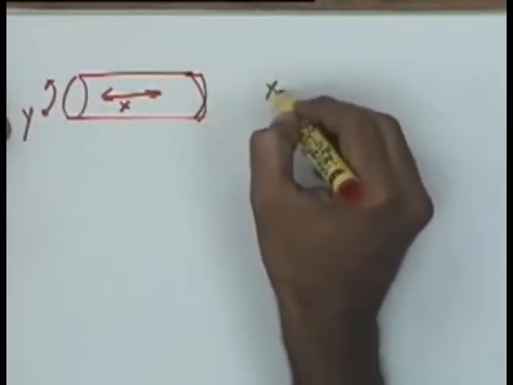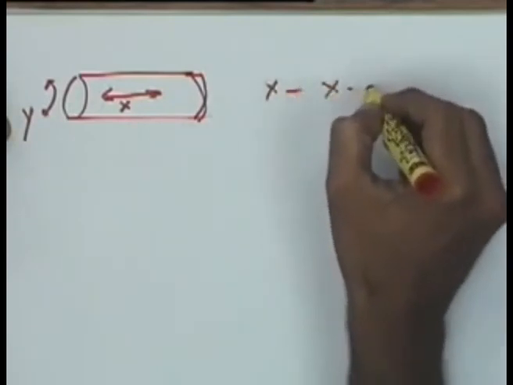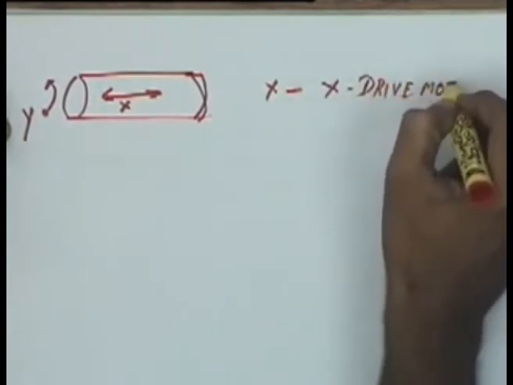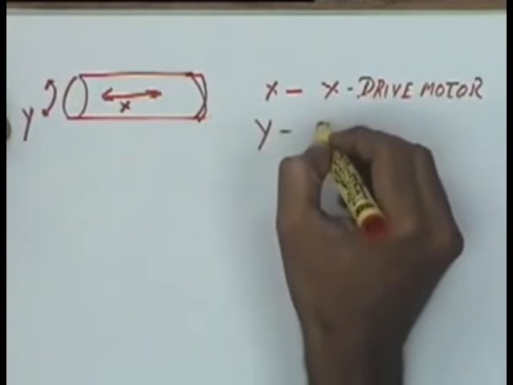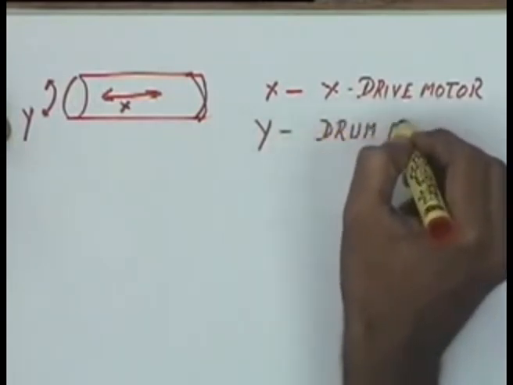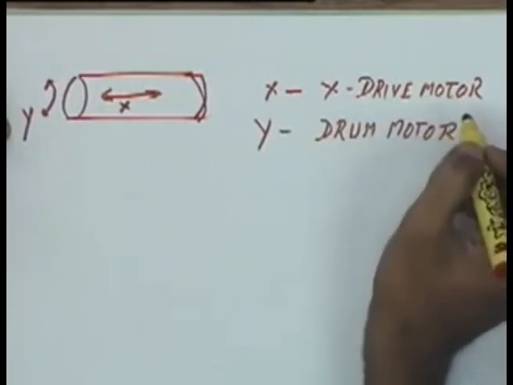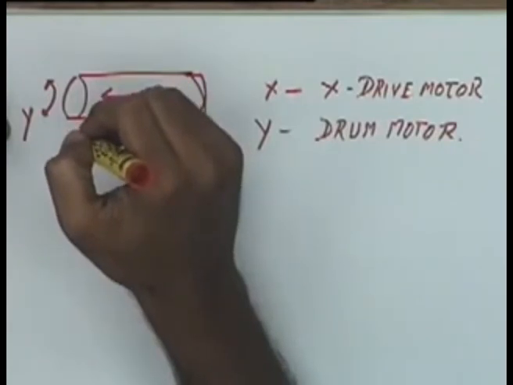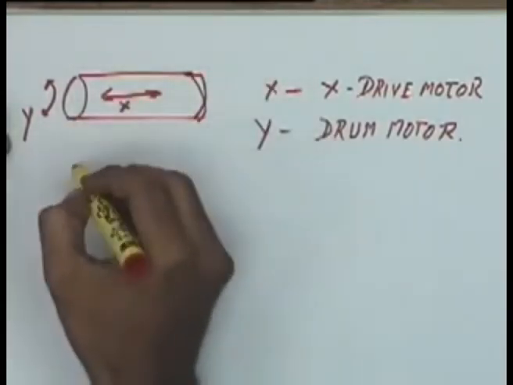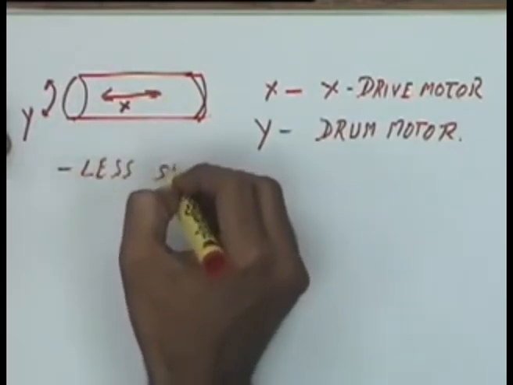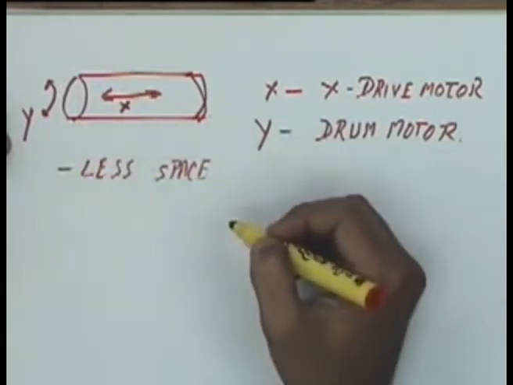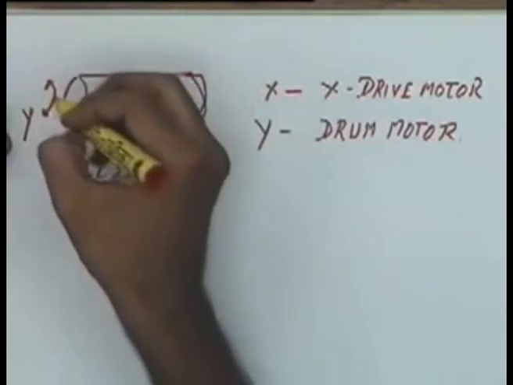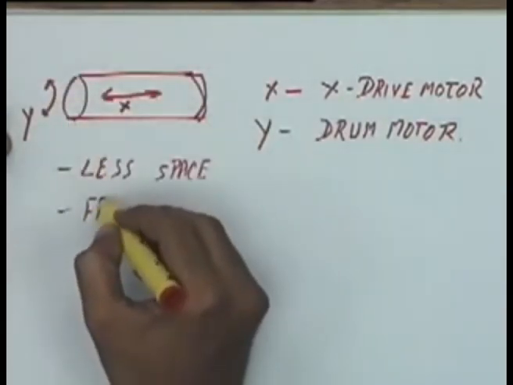Okay. So the x direction motion is given by, let us say, an x drive motor, and the y direction motion is given by the drum motor. And of course we have a mechanism to raise and lower the pen. The basic advantage of this is it takes less space, and the total movement of the pen is much less. And typically these plotters are faster.